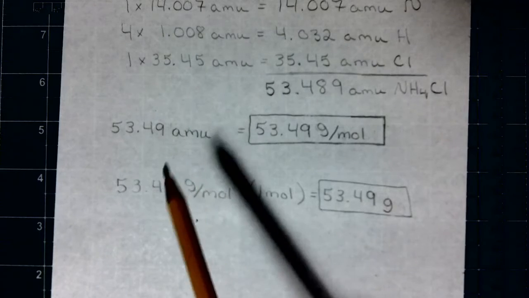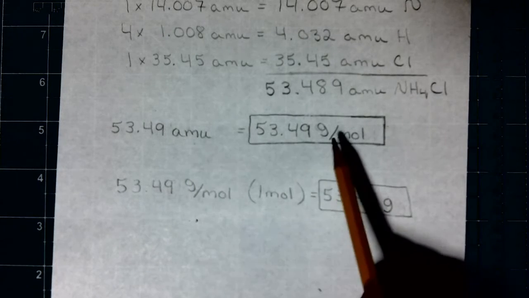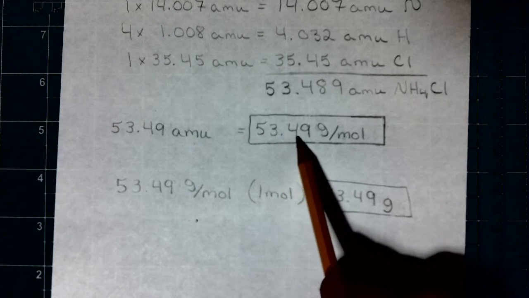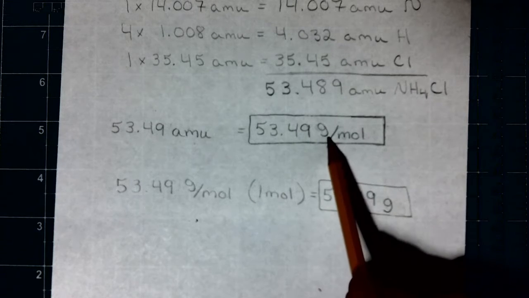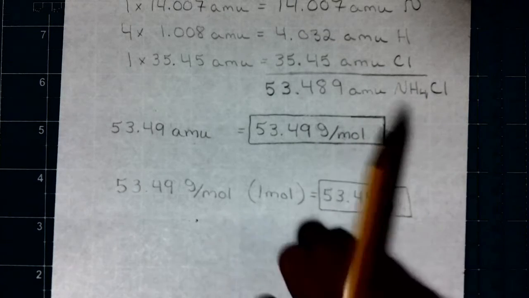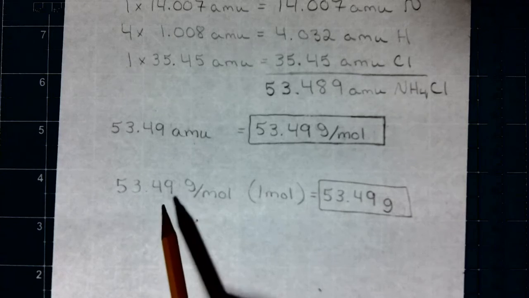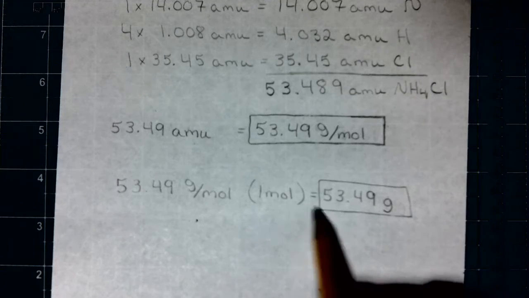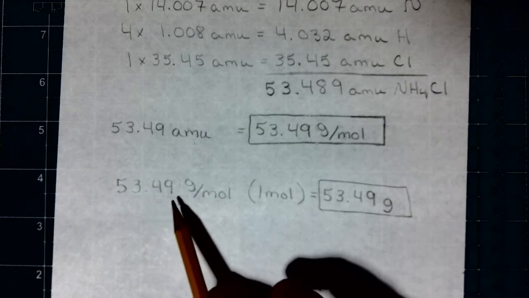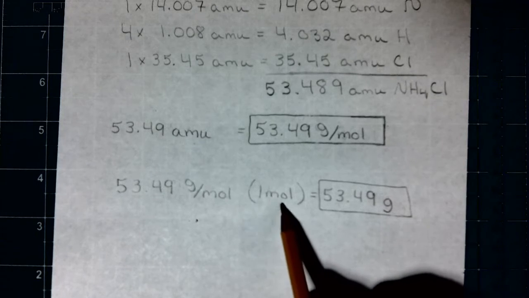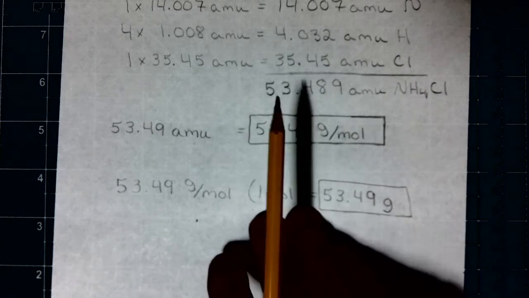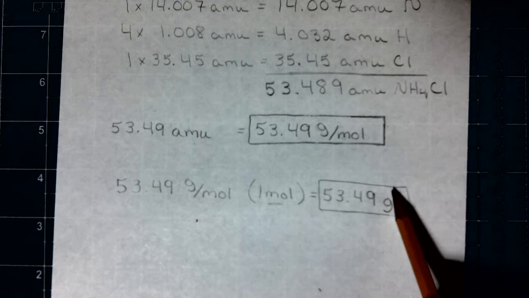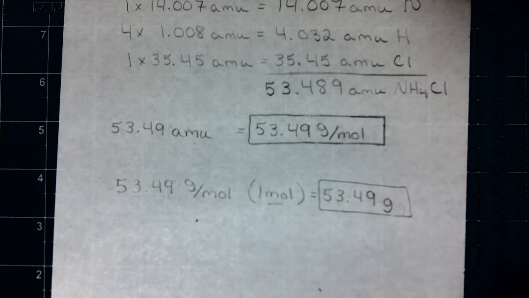And now we use the fact that AMU is an equivalent unit to grams per mole, and we can see that there are 53.49 grams for every mole of ammonium chloride. And then if we wanted to actually see the units play out here, we would take that 53.49 grams per mole and multiply it by the 1 mole, because the question asked us what is the mass of 1 mole, and we get 53.49 grams, and we have units of mass.